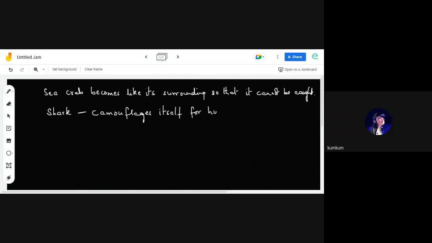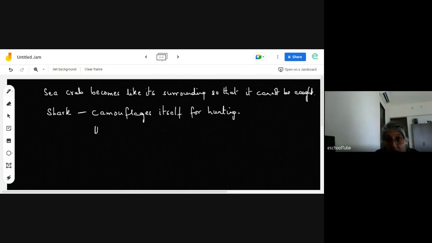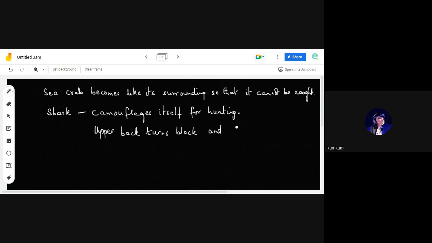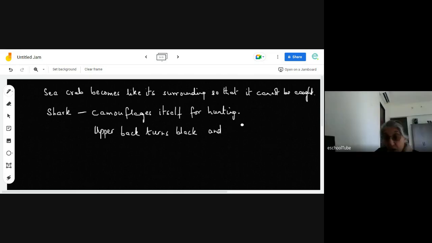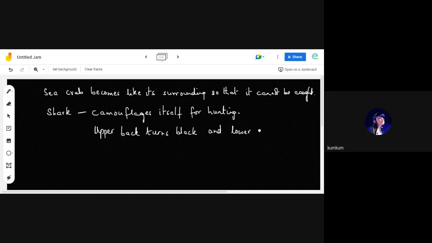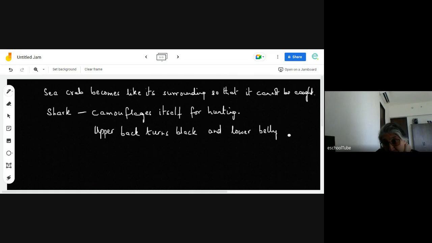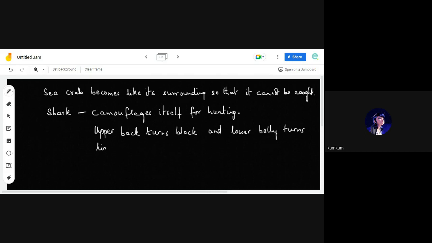Ma'am, its backside becomes black. Upper back turns black and light color. Ma'am, lower belly remains, turns white, light.